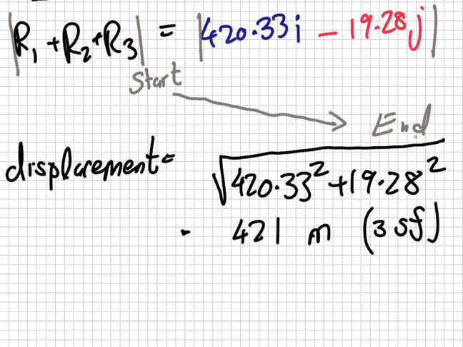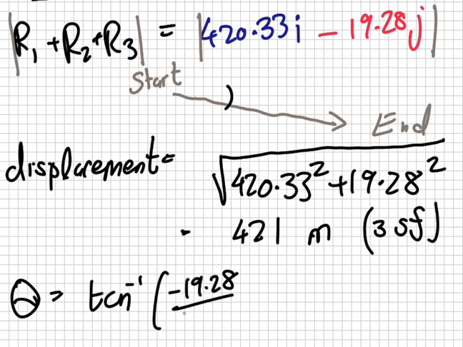Okay. So the angle here, theta, is tan inverse of minus 19.28 over 420.33. What's that, please? 2.6. Minus 2.6. Yeah, it's measured downwards. In the answer, it's 3, so same. Oh, they rounded to 3. Okay. Now, question. Yes.